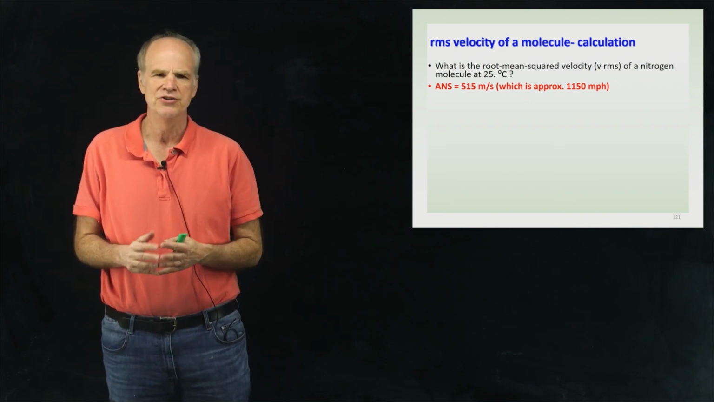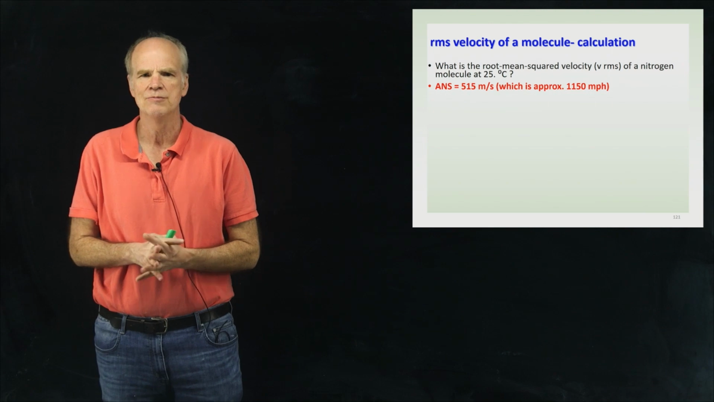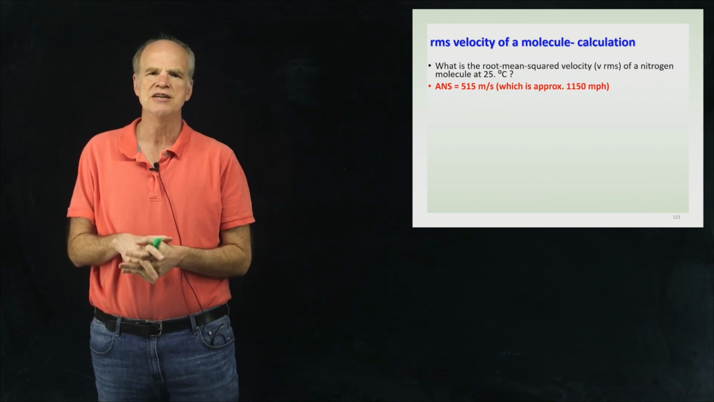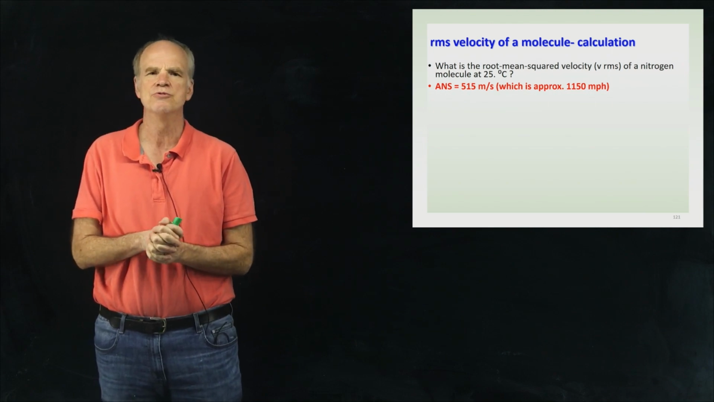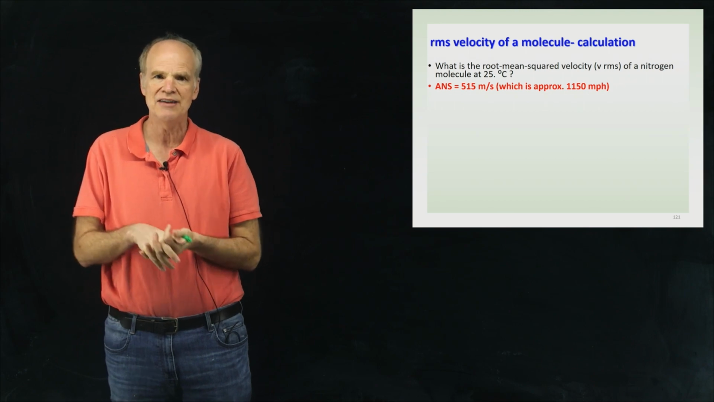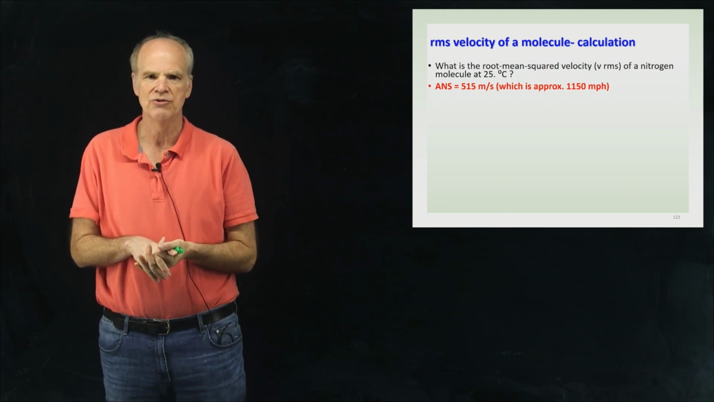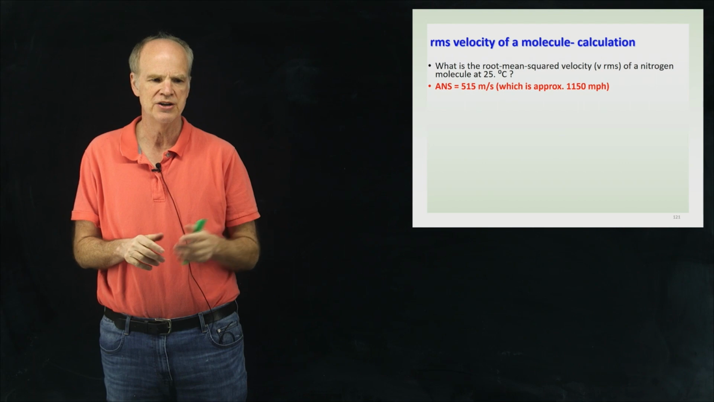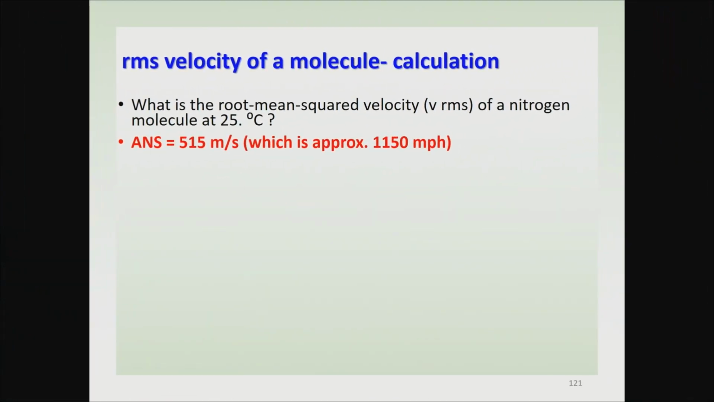And now what I want to do is talk about a particular problem that you're looking at on your Achieve homework that has to do with finding the velocity of a molecule. So let me just tell you what the problem is. It says as follows: What is the root mean squared velocity of a nitrogen molecule at 25 degrees Celsius? Okay, so let me go to the board and solve that.